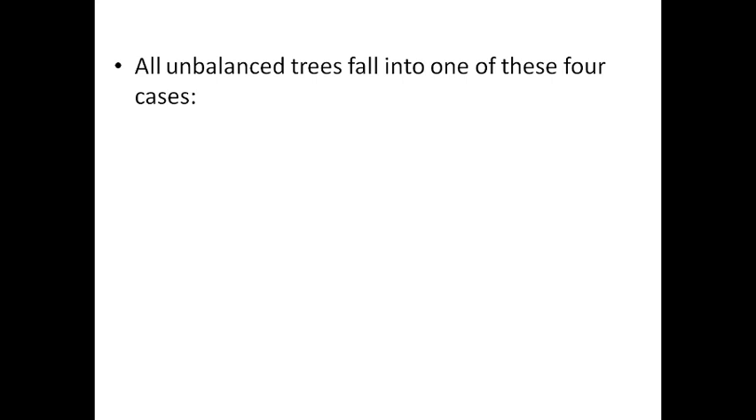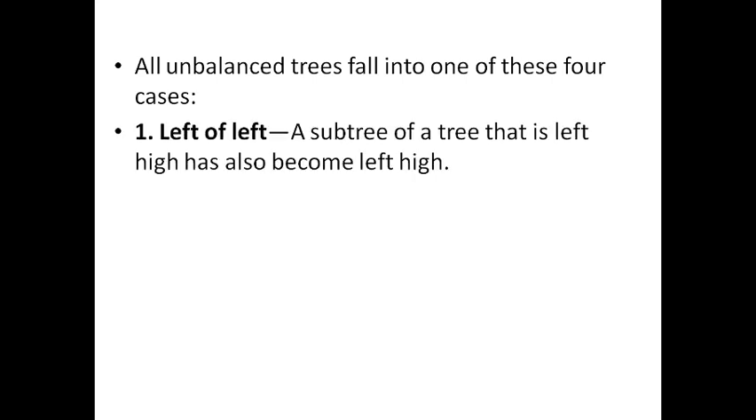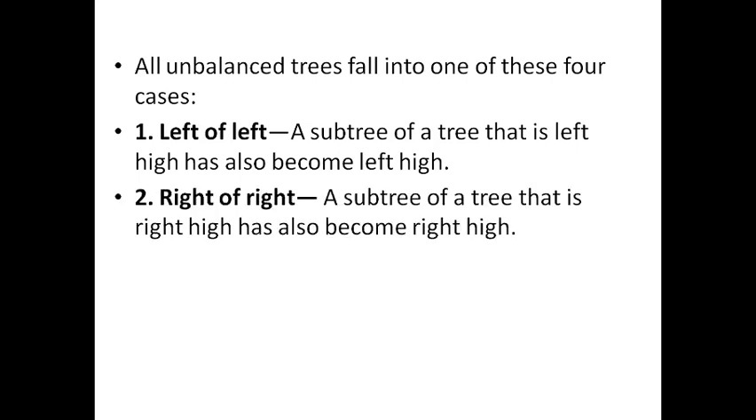All unbalanced trees fall into one of these four cases. So we are going to deal with the four possible cases of unbalancing, and each case requires a different approach for making it balanced. Though the idea of rotation is going to be involved in all four, how you rotate is going to be slightly different in each of the cases. The first case is left of left. That means that the left subtree has an excess node, so the left subtree has a node in excess of the right, which results in unbalancing. The second is right of right.